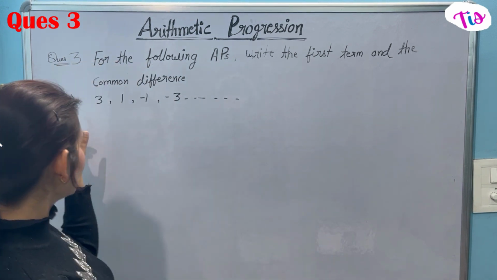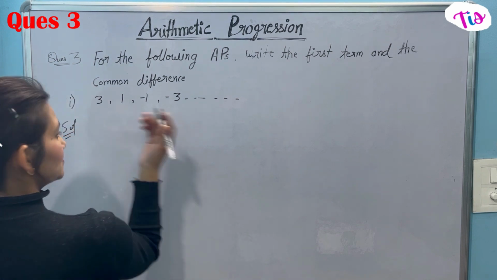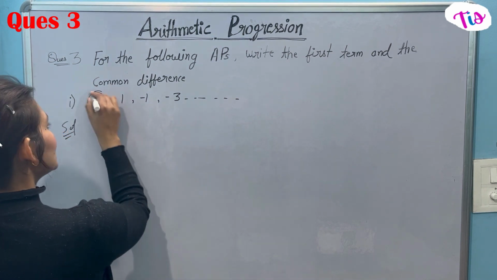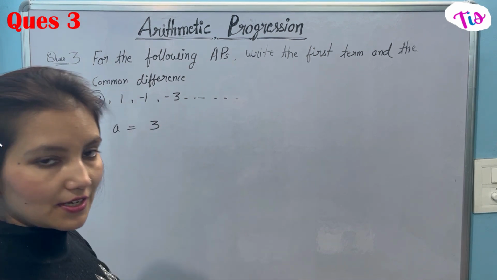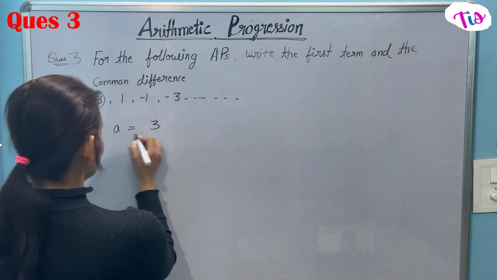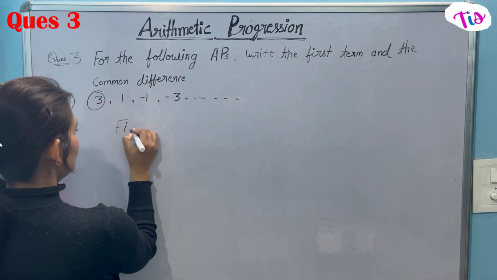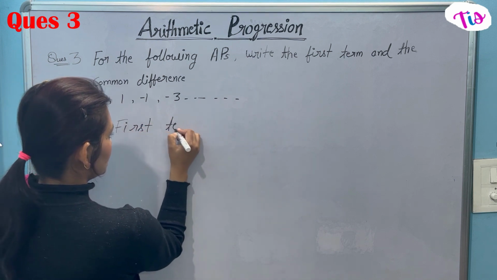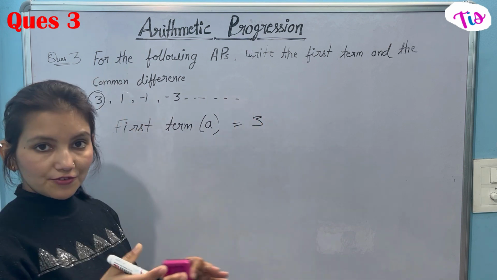Okay, so we are solving the first part here. What is the first term? Obviously 3 is the first term, right? So the first term is 3, so we'll just write first term is equal to 3. Okay, now we need to find out the common difference.